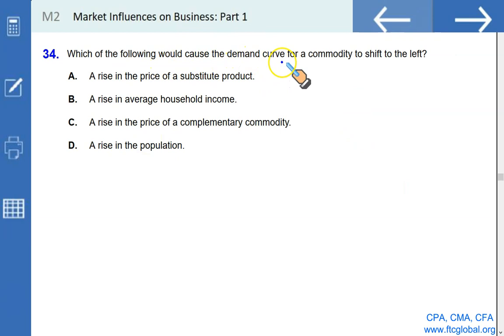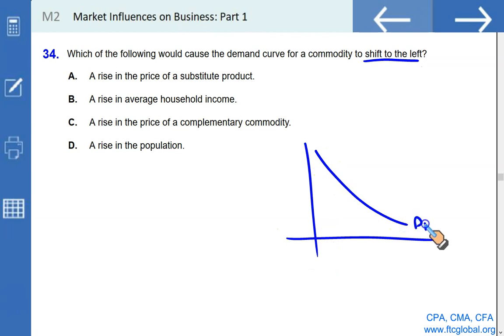Which of the following would cause the demand curve for a commodity to shift to the left? This is the demand curve of the commodity, D1. We want to see the shift to the left in which of the situations? A, a rise in the price of a substitute product. If a substitute product becomes expensive, people will buy more of this product, so the demand curve will shift to the right, not left. So this is an incorrect option. Okay, what about B? A rise in average household income. When the average household income rises, this item will be demanded more, so the demand curve will shift outwards in this case also. So this is again incorrect. We need to see the shift to the left.